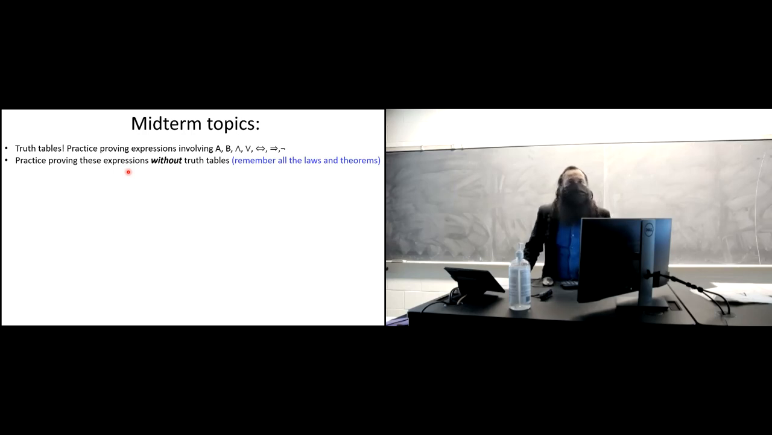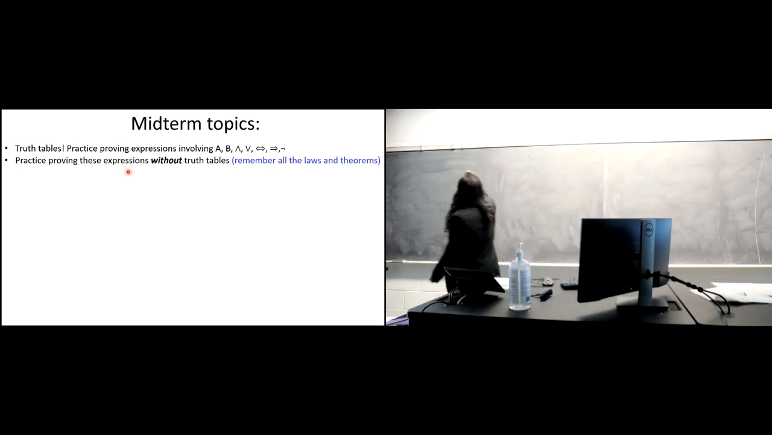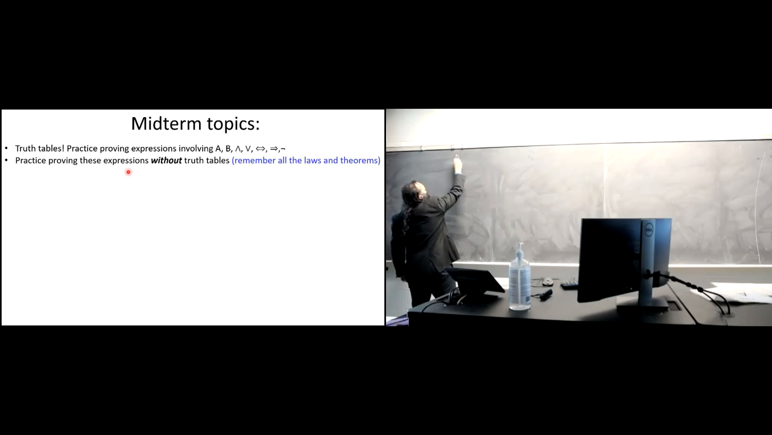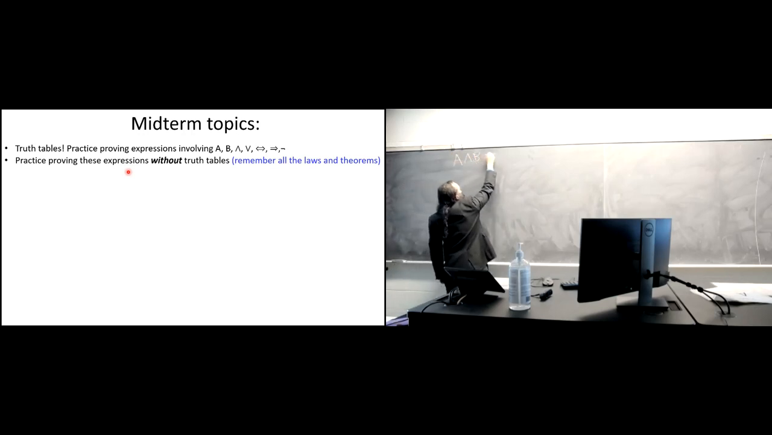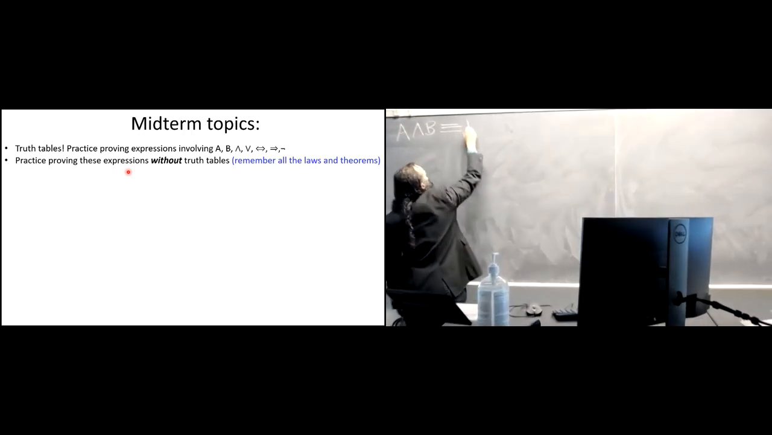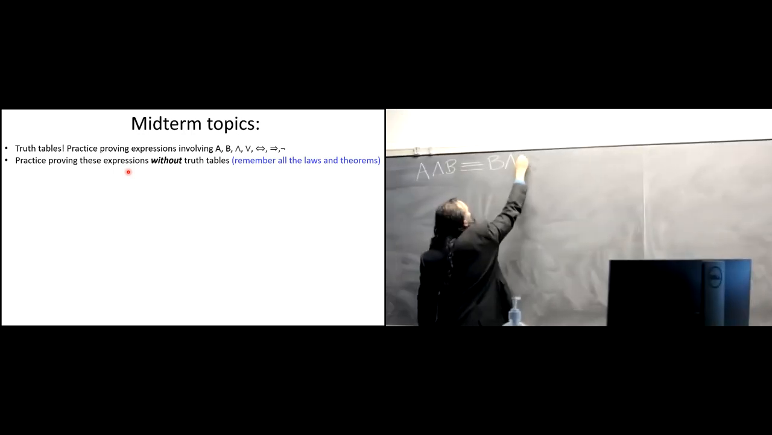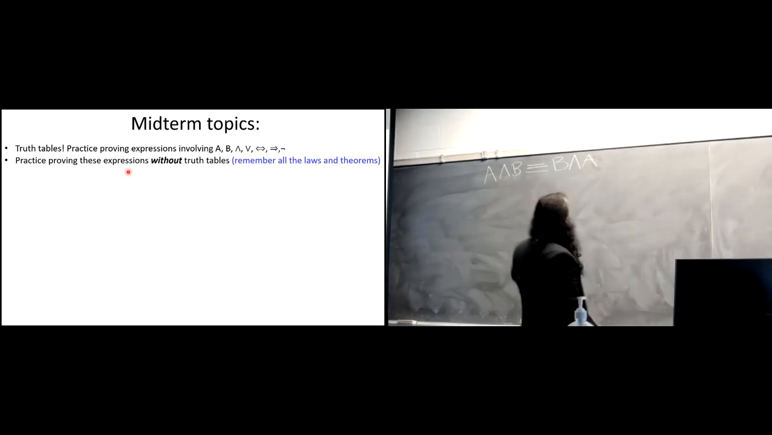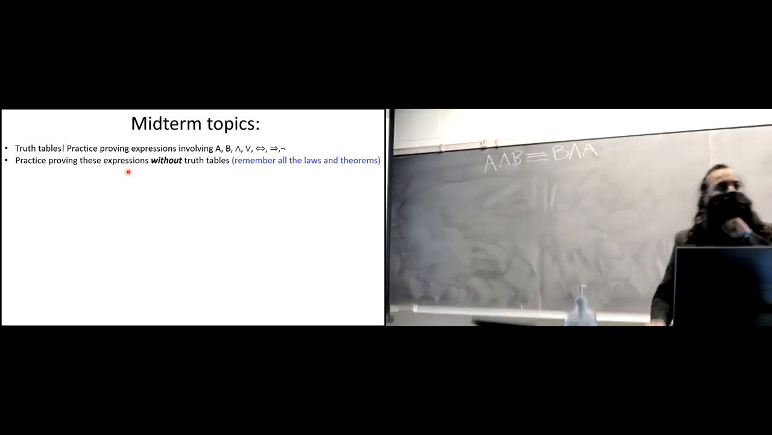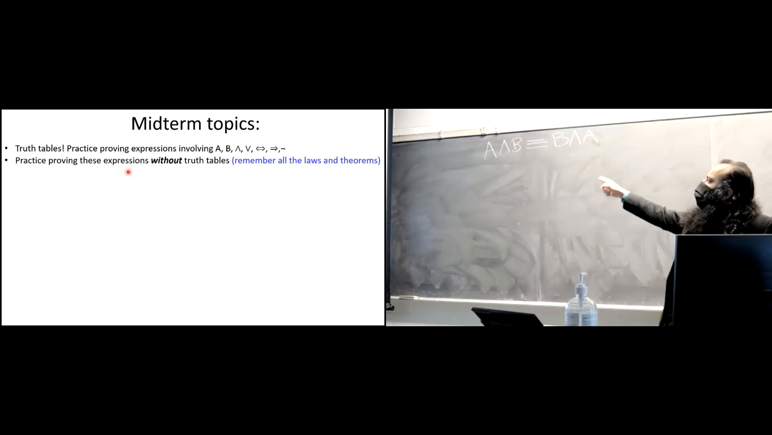Nope. Tejas? I think it's A and B, and C by A and B. A and B is logically equivalent to B and A, okay? That means you can switch them around. Why are you saying A and B and C? I was thinking of something else. Okay.